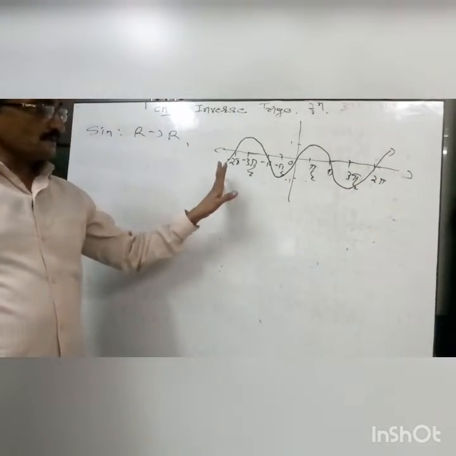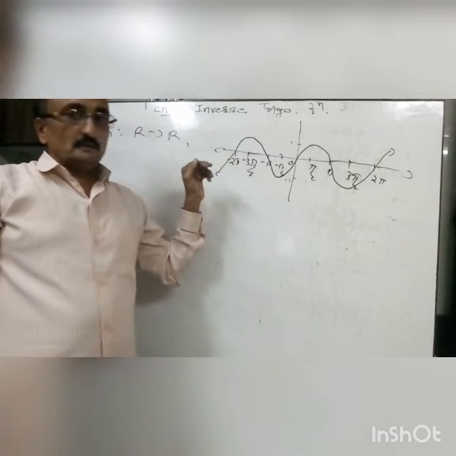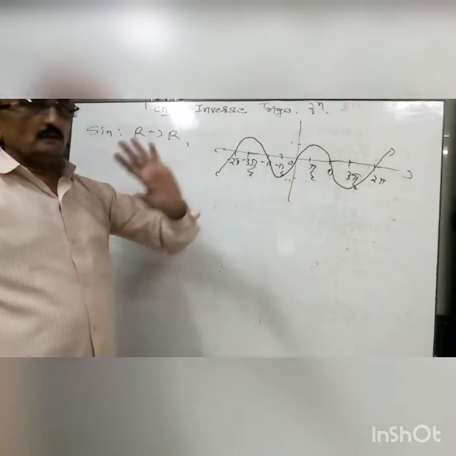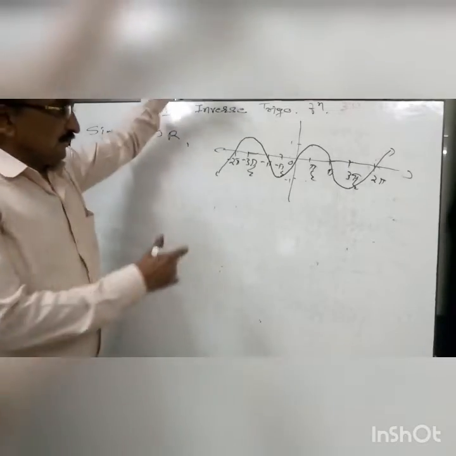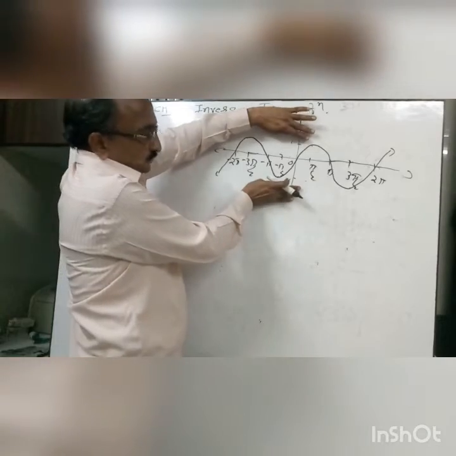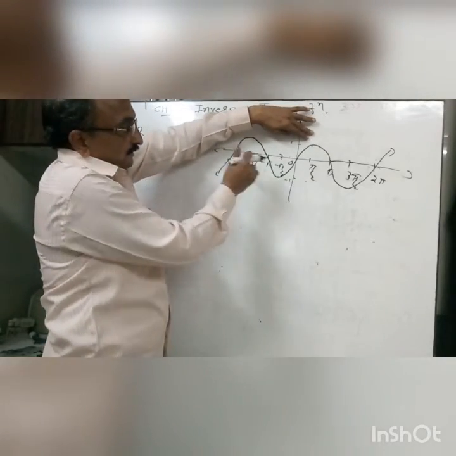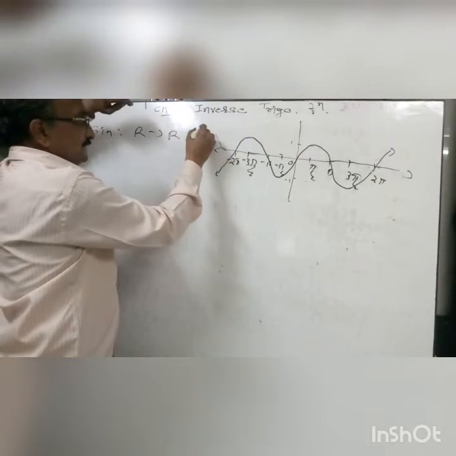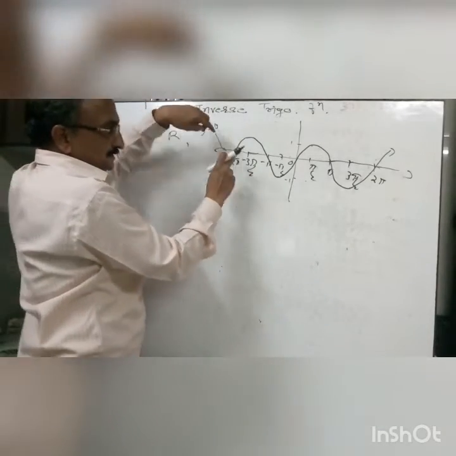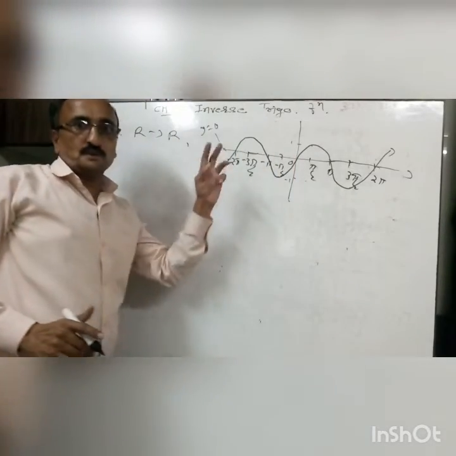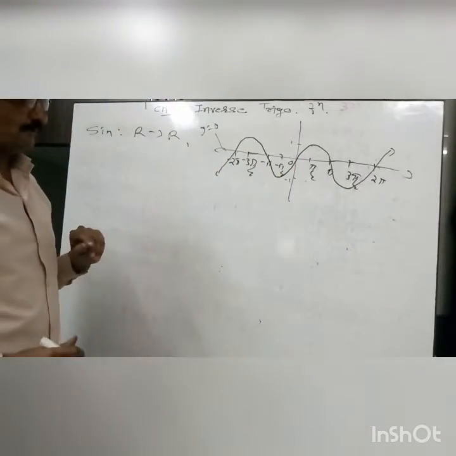From the graph of the sine function, we see that the sine function is a many-one and into function, because if we draw the line y equal to k, k belongs to the closed interval minus 1 to 1, it intersects this graph in many points. Like the line y equal to 0, that is the x-axis, intersects this graph in more than 1 point. So this function is many-one.